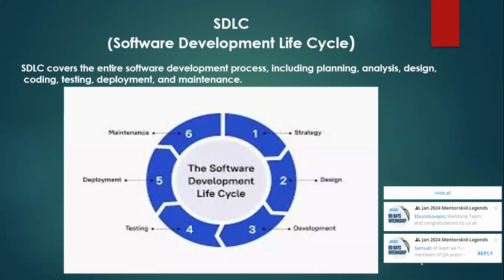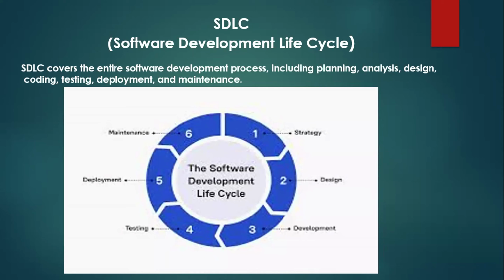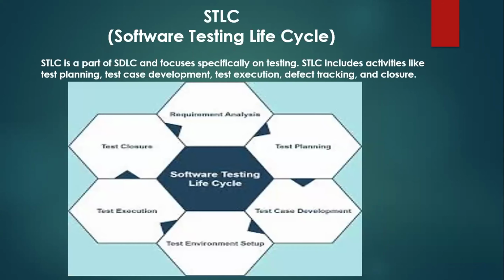Software development life cycle. I was taught about the software development life cycle, which starts from the strategy. And strategy involves the planning, analysis, and requirement gathering. And the next phases are design, development, and testing, which is the main thing we QAs do in the software development cycle. Deployment, and lastly, maintenance.